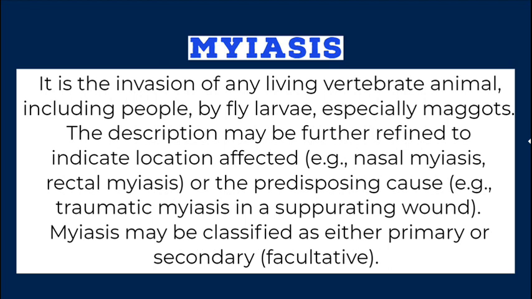Myiasis. It is the invasion of any living vertebrate animal, including people, by fly larvae, especially maggots. The description may be further refined to indicate location affected, for example, nasal myiasis, rectal myiasis, or the predisposing cause, for example, traumatic myiasis and a suppurating wound. Myiasis may be classified as either primary or secondary, facultative.